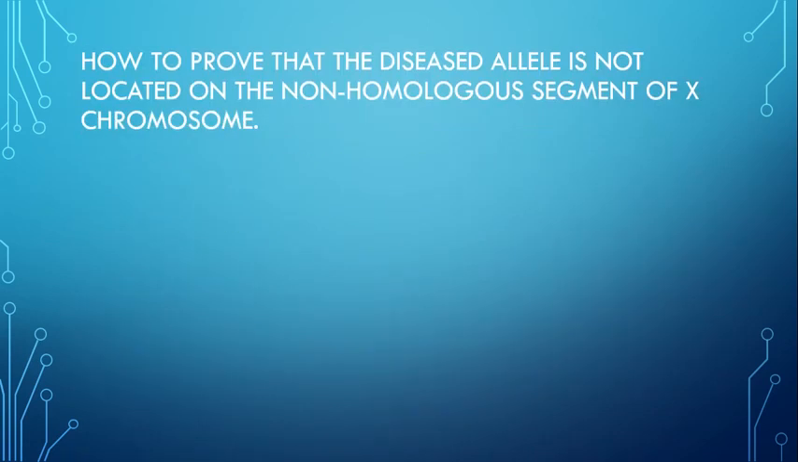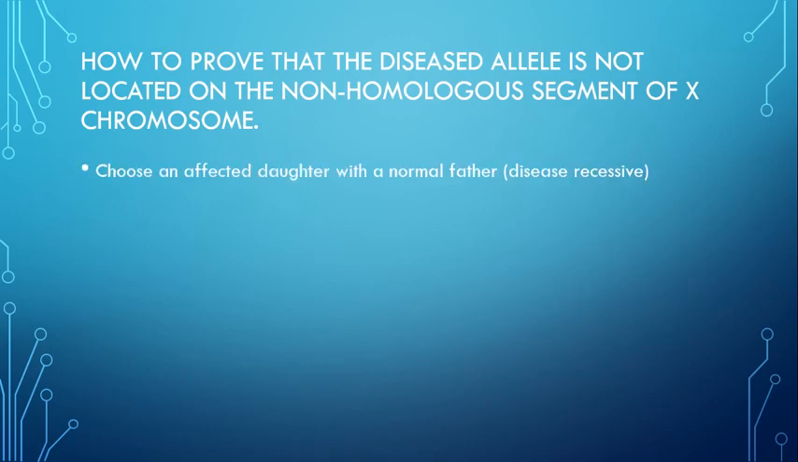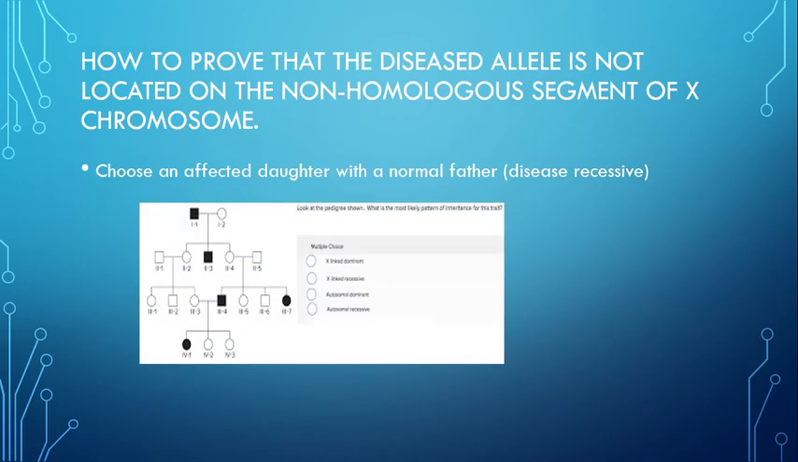How to prove that the diseased allele is not located on the non-homologous segment of the X chromosome? We are going to prove that the studied trait or gene is not located on the X segment which is not homologous to Y. You are supposed to look for an affected daughter having a normal father. Like this case. This is an affected daughter, as you can see here. And this is her healthy father, Roman number 2, 5.